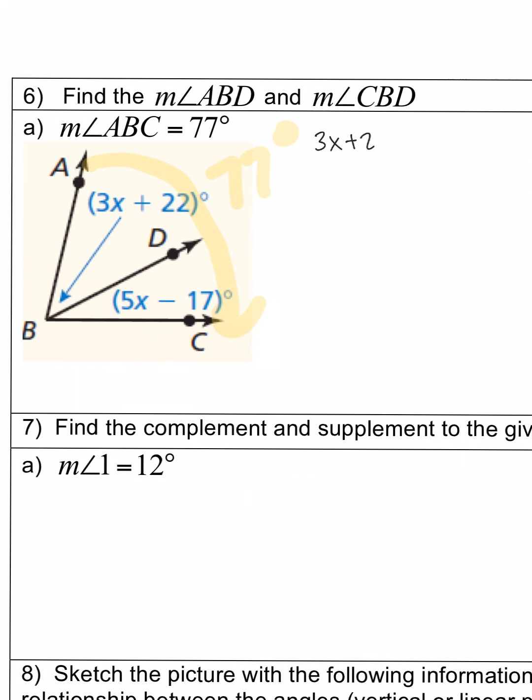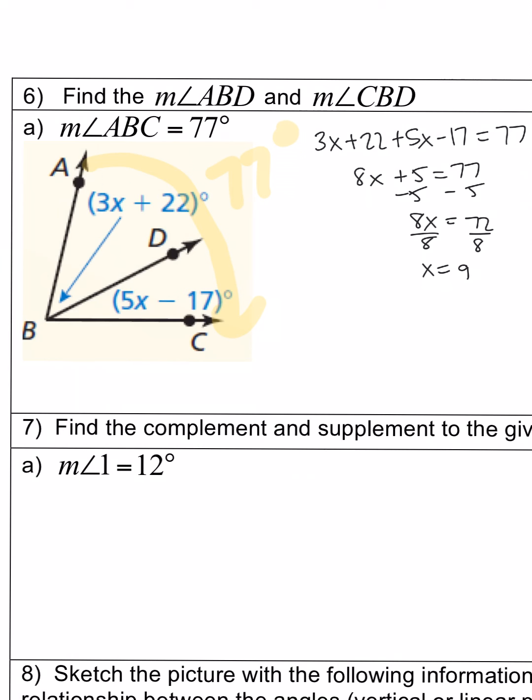3x plus 22 plus 5x minus 17 equals 77. 3x and 5x is 8x, and 22 minus 17 is 5, equals 77. Let's subtract 5 from each side. 8x equals 72. And if I divide by 8 on each side, x equals 9.